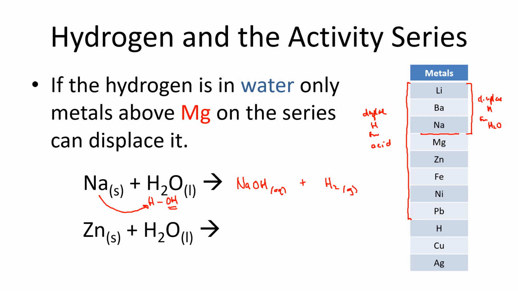So you'll end up with a base whenever you do a metal displacement of hydrogen from water, because all your hydroxides are bases. Zinc is below magnesium on our activity series, and so there'll be no reaction for that.